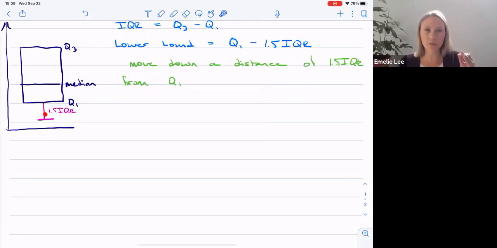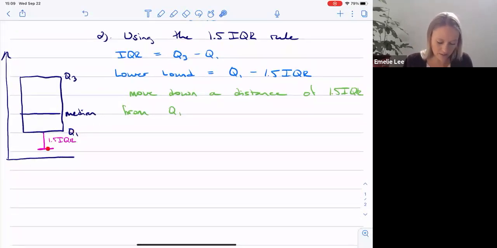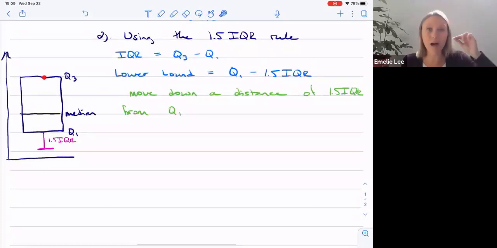The whisker, so this is called the whisker, is drawn at the last data point that's within the 1.5 IQR range. And then anything beyond that is drawn as an outlier, usually with an asterisk or a dot or whatever the software has chosen. Visualizing here, to get to this point, I have to go Q1 minus 1.5 times the interquartile range. Whereas if I want to move up from Q3, using the y-axis, then my upper bound is going to be Q3 plus 1.5 times the interquartile range.